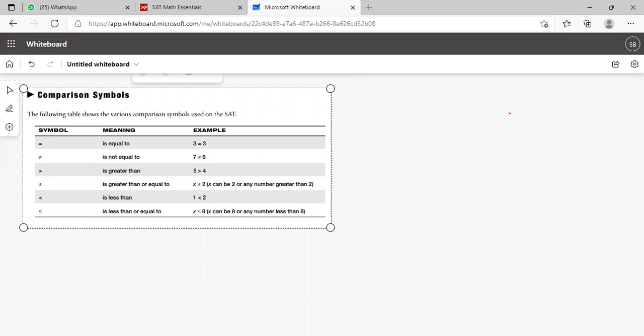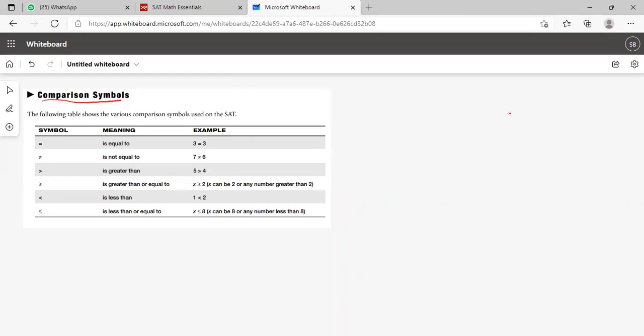So, comparison symbols. Okay, this is something very simple. I'll just take 3 minutes. This is equal to, this is not equal to, this is greater than, this is greater than or equal to, this is less than, and this is less than or equal to, right? Okay. So 3 equals 3, we know that. Since 3 and 3 are equal, we have used this sign. 6 and 7, 7 and 6, they are not equal to each other, so we have this not equal to sign. 5 is greater than 4, so we have written the greater number on this side and the smaller number on this side. Okay, 5 is greater than 4, right?